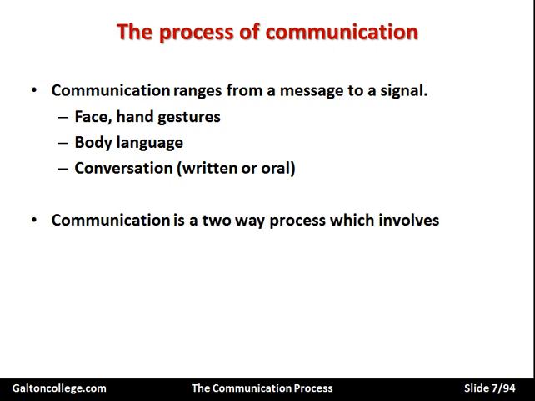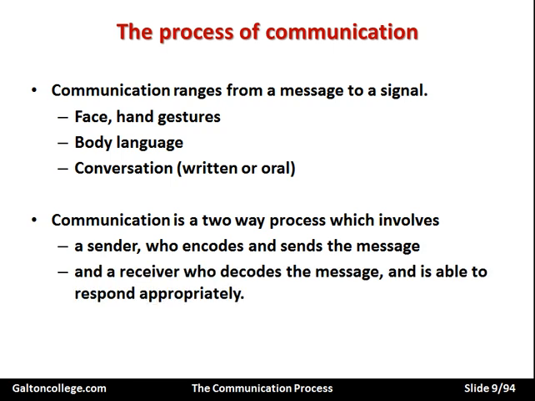So communications is a two-way process which involves a sender who encodes and sends the message. So that's necessary. It's necessary to have a sender who encodes the message, who devises the message, who encodes it, and who then sends it. And a receiver who decodes the message and is able to respond appropriately. So we have two agents involved in the communications process, the sender and the receiver.